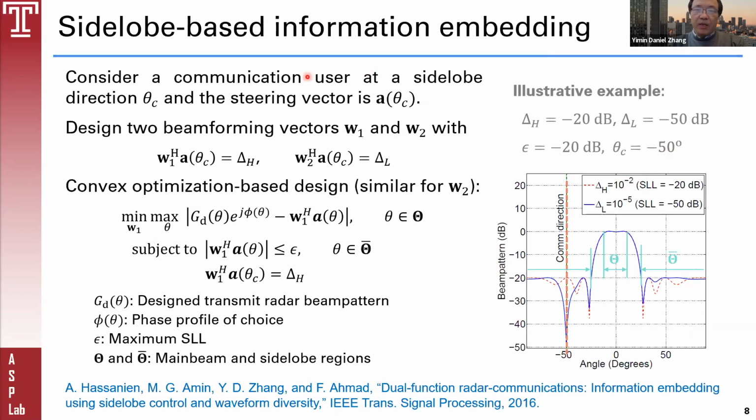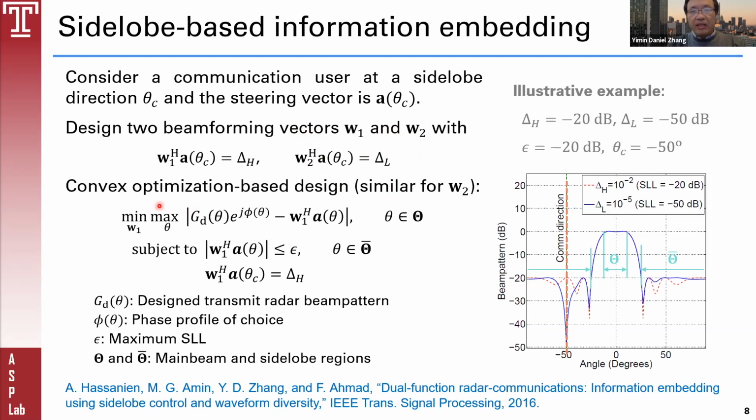So let's consider a very simple case, where we have a single communication user at the direction of theta C, which lies in the side lobe region of the radar operation, and the steering vector is A(theta C). We can design two beamforming vectors, W1 and W2, such that when you use W1, the array gain towards the direction of the communication signal is delta H, a high level, whereas if you use W2, the level will be lower. So by using this high-low, you can embed the information toward the direction of the communication signals.